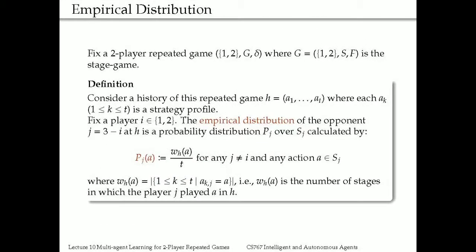And we are going to, in this class, discuss learning in repeated games. So we're faced with a two-player repeated game. The two players are 1 and 2, and we have this discount factor delta. So consider a history of this repeated game, which is specified as a finite sequence of strategy profiles A1, A2, up to AT. And if we fix an arbitrary player, either 1 or 2, we consider the opponent J. You can see that if I is 1, then J is 2. If I is 2, J is 1.